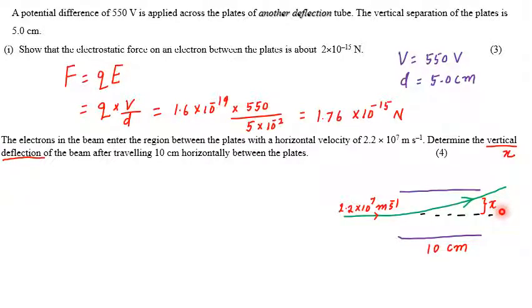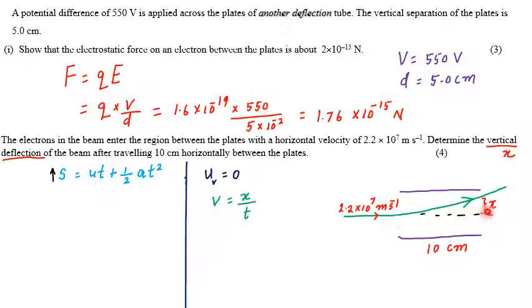To calculate this vertical deflection, we can use one of the equations of motion, s equal to ut plus half at square, in the vertical direction. In the vertical direction, the initial velocity is equal to 0 as it is entering into this region horizontally. Now, we don't know the time taken to complete the path and the acceleration of its journey also. So those two can be calculated separately.